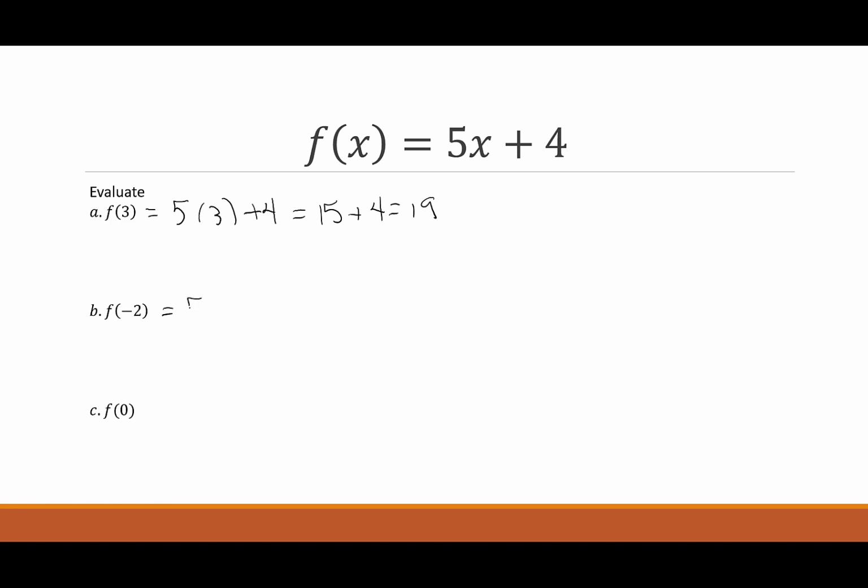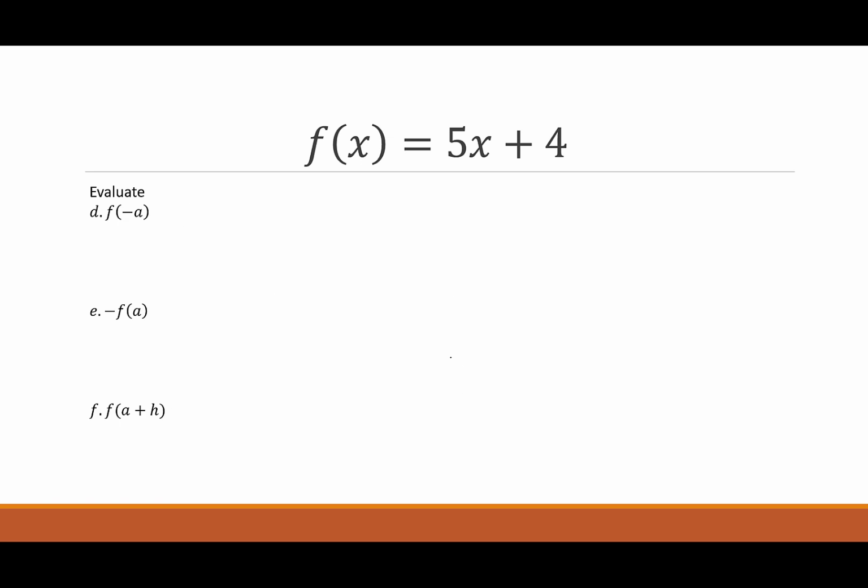With f of negative 2, I do 5 times negative 2 plus 4. Negative 10 plus 4 is negative 6. C says f of 0, I do 5 times 0 plus 4. 5 times 0 is 0 plus 4 gives me 4. I kind of think of this as this recipe that says whatever I give you for x, multiply it by 5, add 4. So it's very clear instructions of what you want to do with the number I give you.